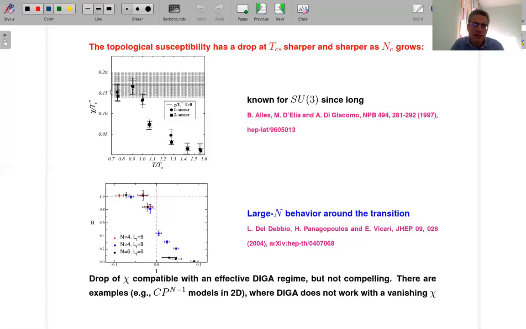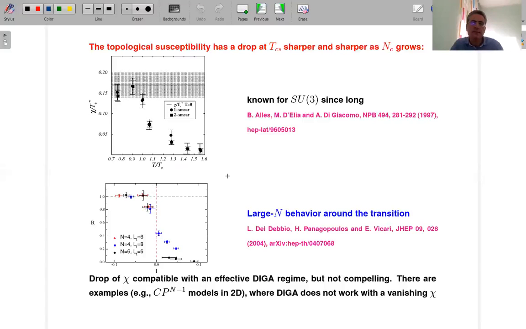And the result is that the topological susceptibility stays more or less constant at its 0 temperature value until you reach the critical temperature, and then it drops. It drops basically to 0 very fast. So it's not a real phase transition for the topological susceptibility. I mean, it's not an order parameter, but there is a strong decrease as you cross the confinement transition.